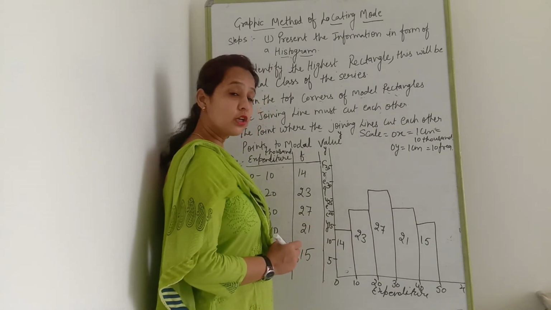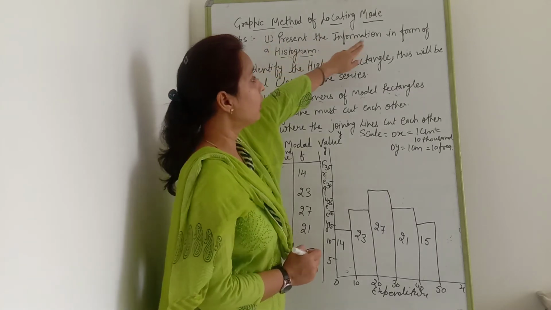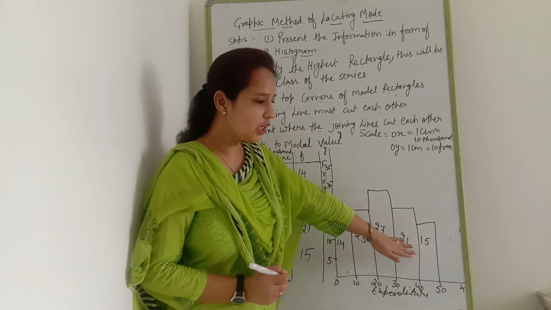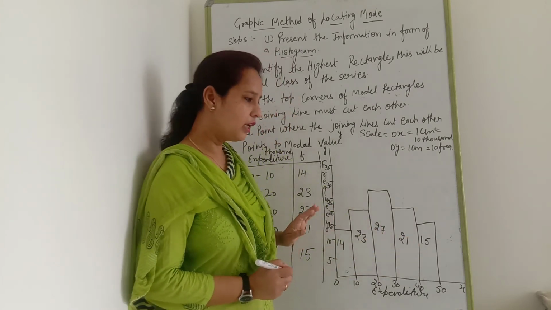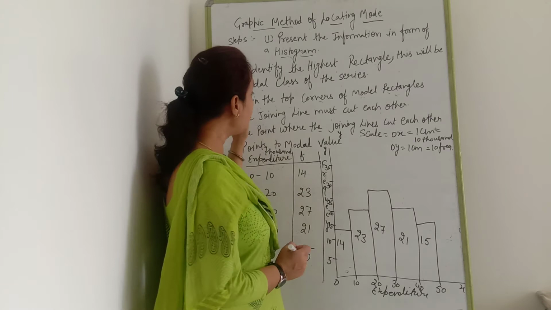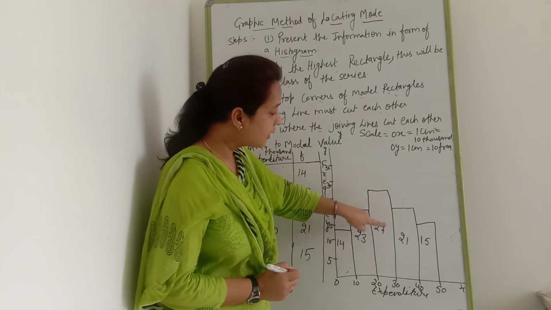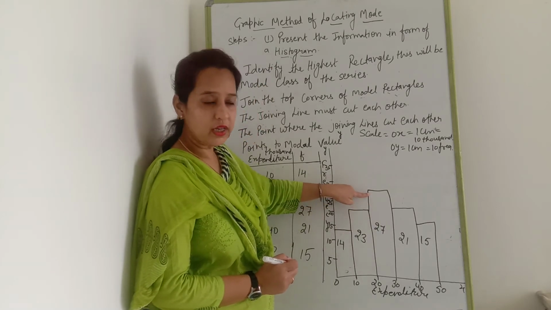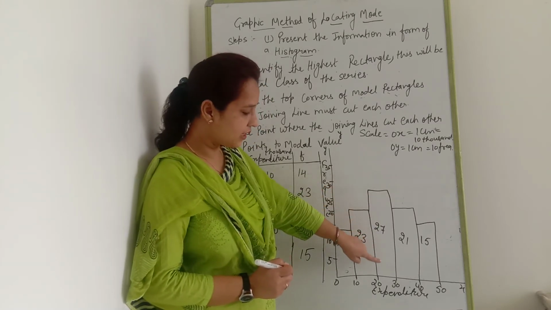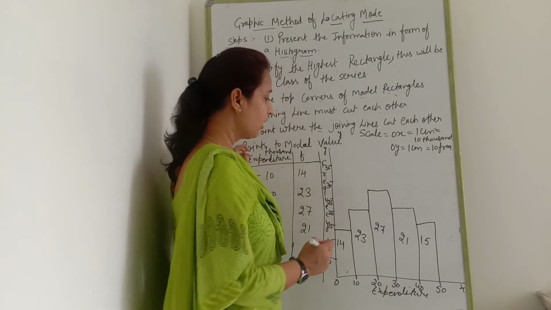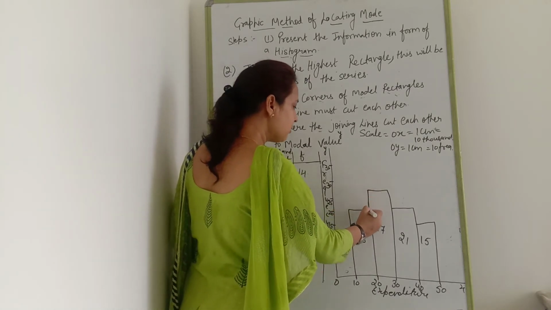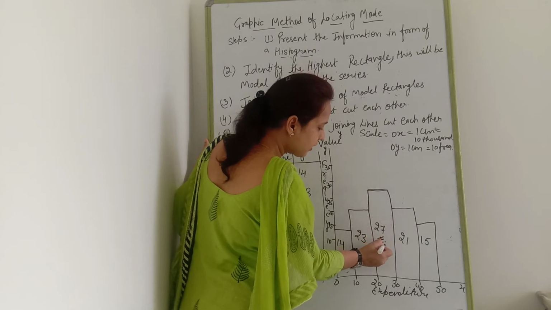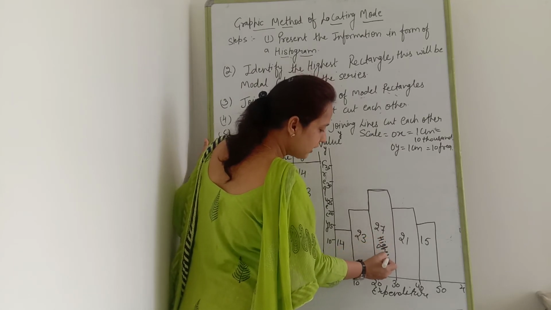Now, second, present the following information in the form of a histogram. We have already presented the information in the form of a histogram. Clear? Now what we have to do is identify the highest rectangle. It means the largest rectangle we have to find out. Which one is it? 27, between 20 to 30. Now, 27 is the highest rectangle. This will be your highest rectangle. You can see very easily.